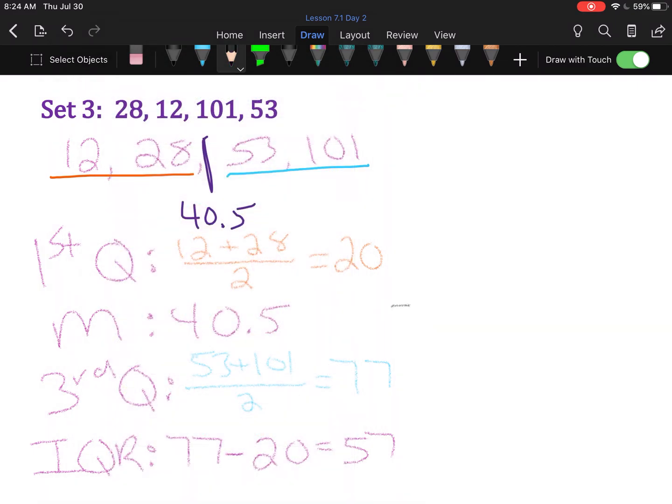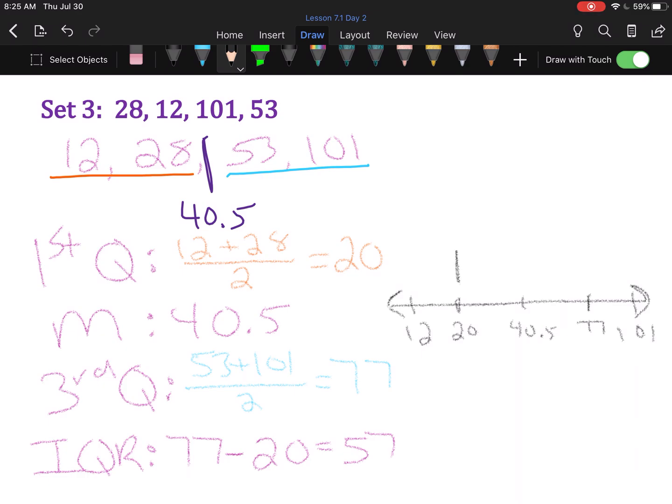Now, a box and whisker plot. So we slap down a number line. We put the lowest number in the set and the highest number in the set. And in between those, we put the first quartile, the median, and the third quartile. 20 is not too far from 12. 40.5 is a bit further away. And I'd say 77 is probably roughly right in the middle of 40.5 and 101.